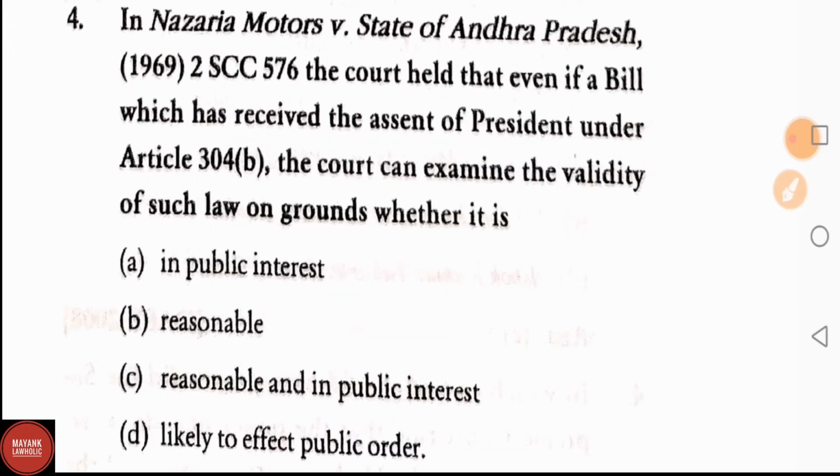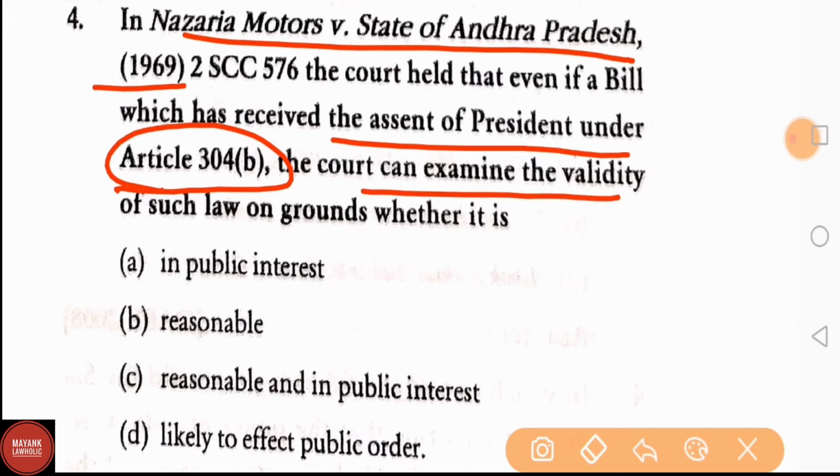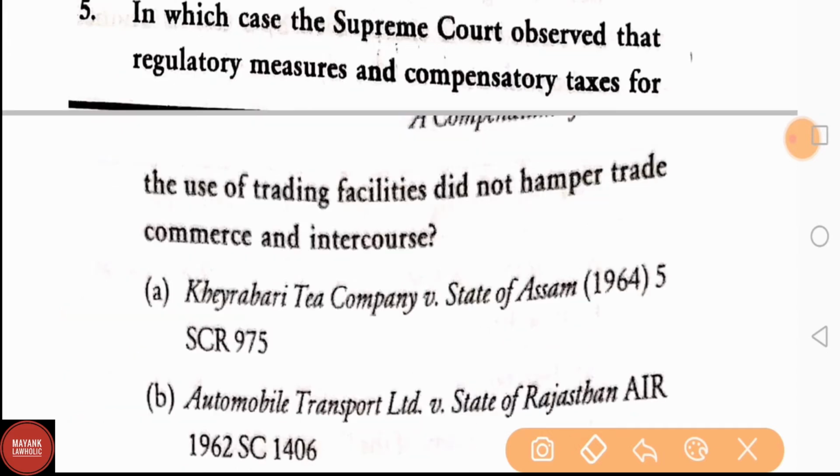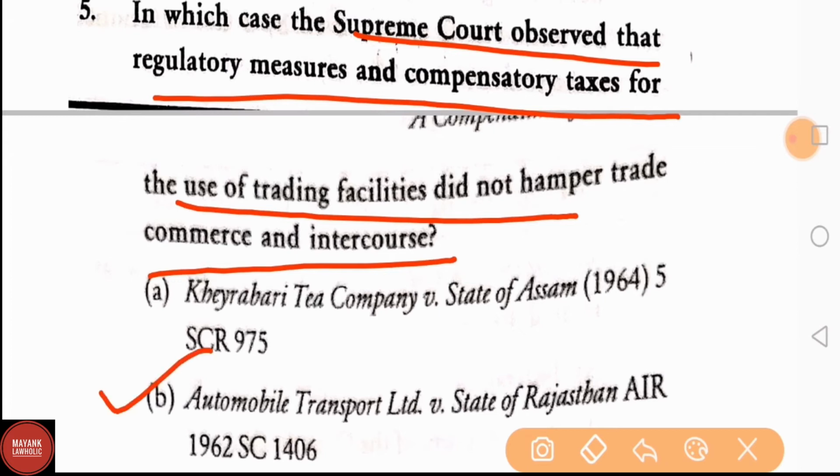Question number 4. In Nazriya Motors versus State of Andhra Pradesh 1969, the court held that even if a bill has received the assent of President under Article 304 Clause B, the court can examine the validity of such law on the grounds whether it is for reasonable and in the interest of public. In which case the Supreme Court observed that regulatory measures and compensatory taxes for the use of trading facilities did not hamper trade, commerce and intercourse? Was held in the case of Automobile Transport Limited versus State of Rajasthan in 1962.